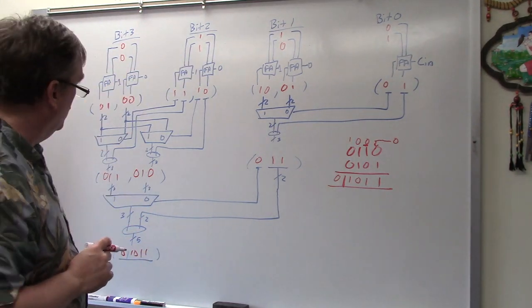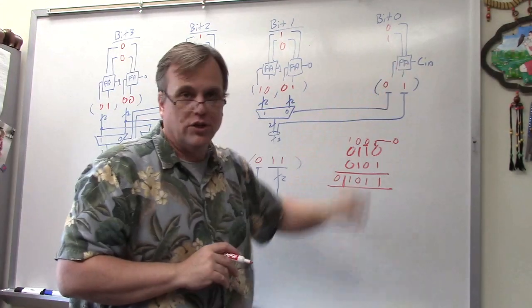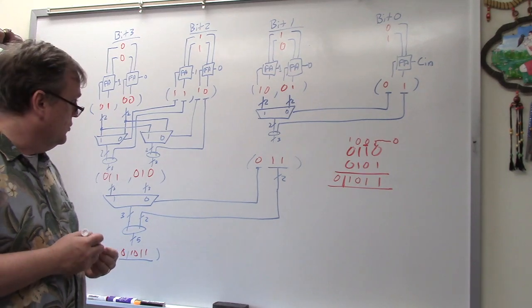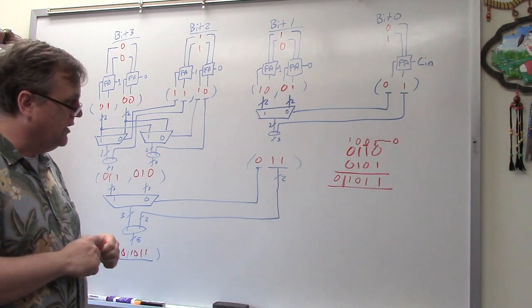If you had flipped one of the numbers and had a carry in of 1, you'd be doing subtraction. It would still work the same. So this is just a slightly faster way.